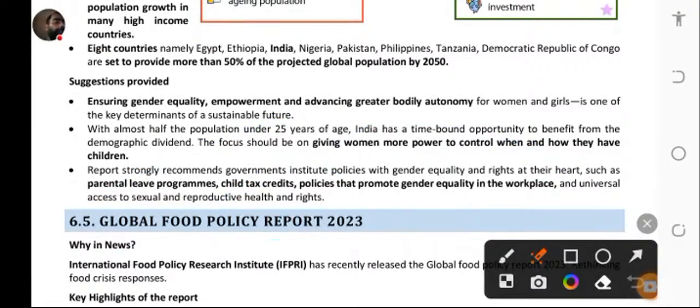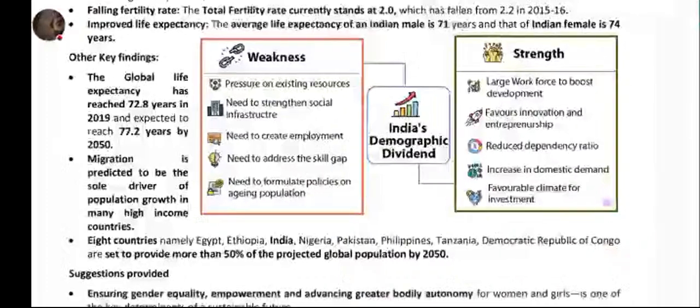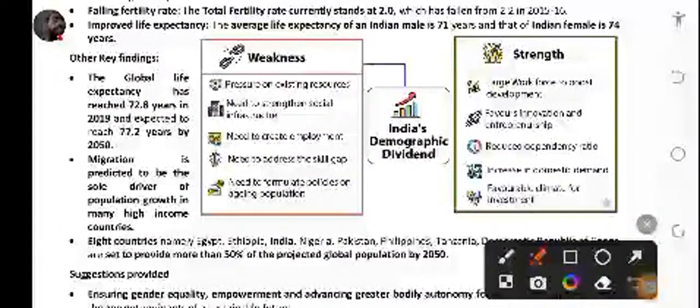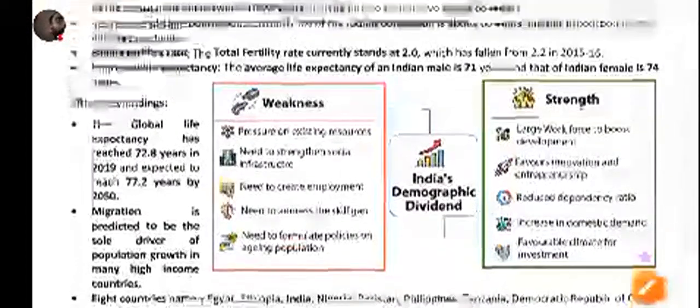Now moving ahead, in the block here: weakness, pressure on existing resources, and strength. The first is, India's demographic dividend weakening, pressure on the existing resources, need to strengthen social infrastructure, need to create employment, need to address the skill gap, need to formulate policy on the aging population. And strength: large workforce to boost development, favor innovation, entrepreneurship, reduce dependency ratio, increase in domestic demand, and favorable climate for investment.